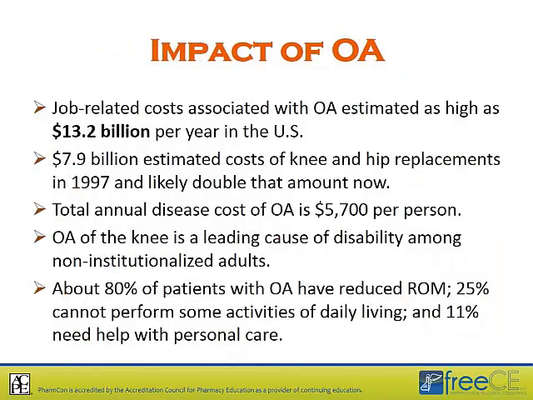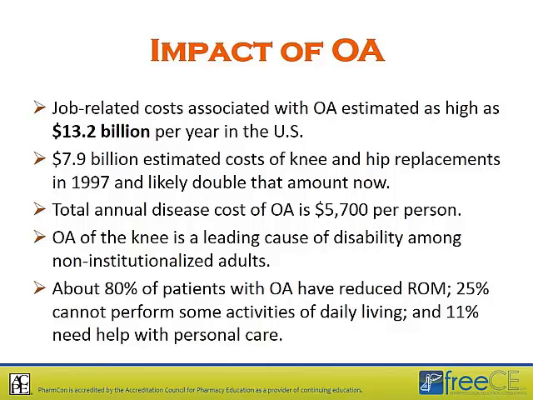Osteoarthritis can impact people negatively in a variety of ways. The job-related costs associated with OA are estimated to be as high as $13.2 billion per year in the United States. So there's a $7.9 billion estimated cost of knee and hip replacements, at least in 1997, and it's likely double that amount now. The total annual disease cost of OA is approximately $5,700 per person.